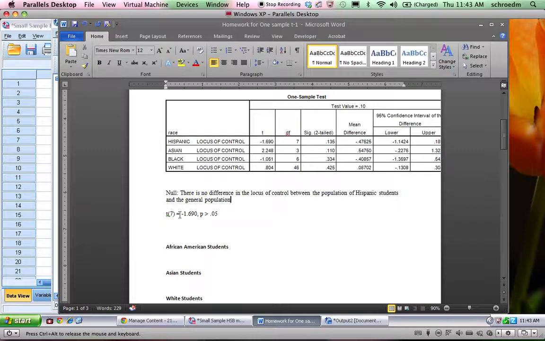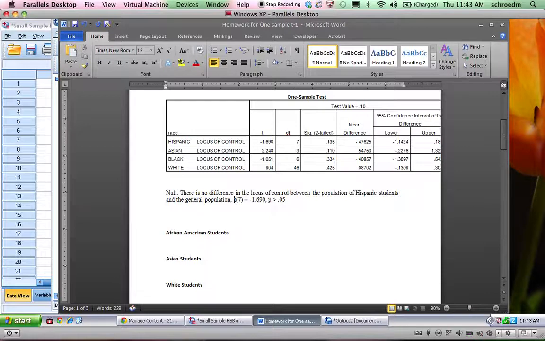Now, when I'm citing my evidence, I need to give my statistical proof. I give my t-value with my degrees of freedom in parentheses, and I have my degrees of freedom right here. This is my t-value. And basically, I can either write p equals 0.135, or I can just say that p is greater than 0.05, because that's my criteria. Okay?